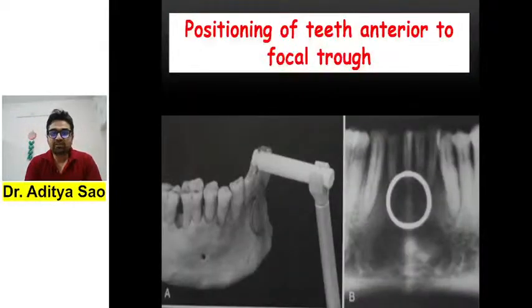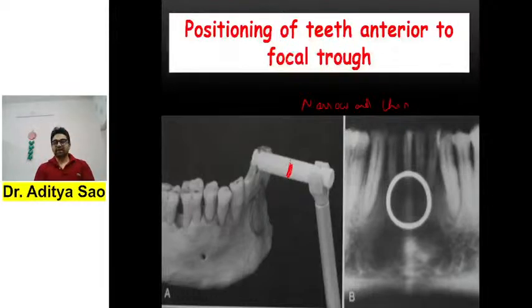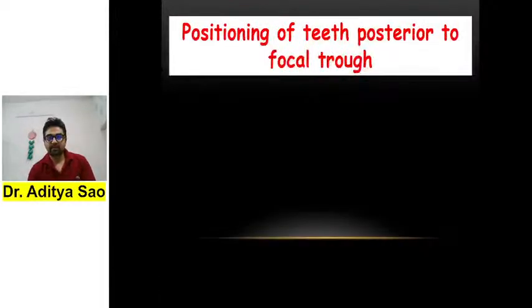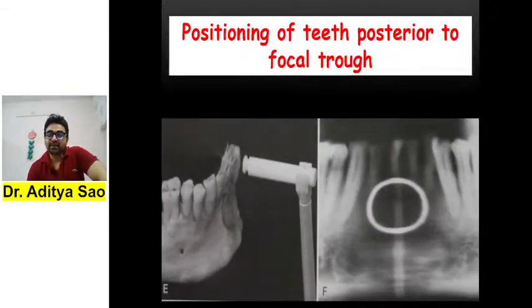What happens when the positioning of teeth is anterior to the focal trough? That means the patient is biting somewhere here. The teeth will appear narrow and thin. Clear? Narrow and thin. If the teeth are posterior to the focal trough, the teeth will appear fat and wide.